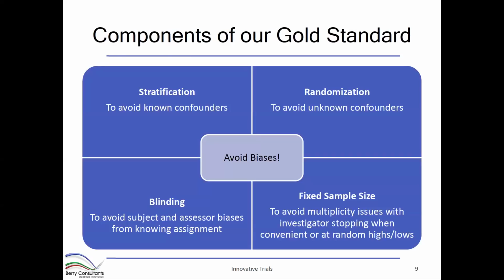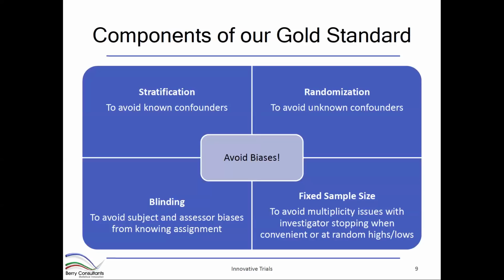So let's start with the components of our gold standard. The first set, you can see in the center, it says we want to avoid biases. So we want to get inferences that we think don't have confounding variables and other problems. The ways we address that, we include stratification. Stratification is intended to avoid known confounders. If we know men and women are going to be different in a trial, we try to make sure we directly equalize the arms on men and women. We may equalize for sites or geographic regions.